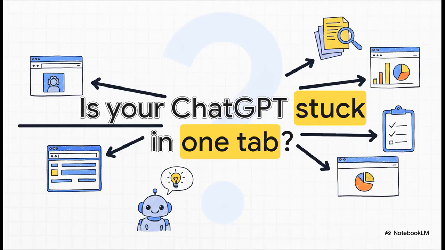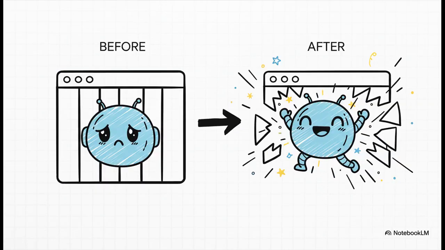Okay, let me ask you something. I'm guessing you've felt this before. You're trying to get something done, research, shopping, whatever, and your AI helper, your ChatGPT, is just sitting over there, stuck in one lonely tab. You're constantly flipping back and forth, copying, pasting. It's just not a smooth workflow, is it? Well, what if it didn't have to be like that?